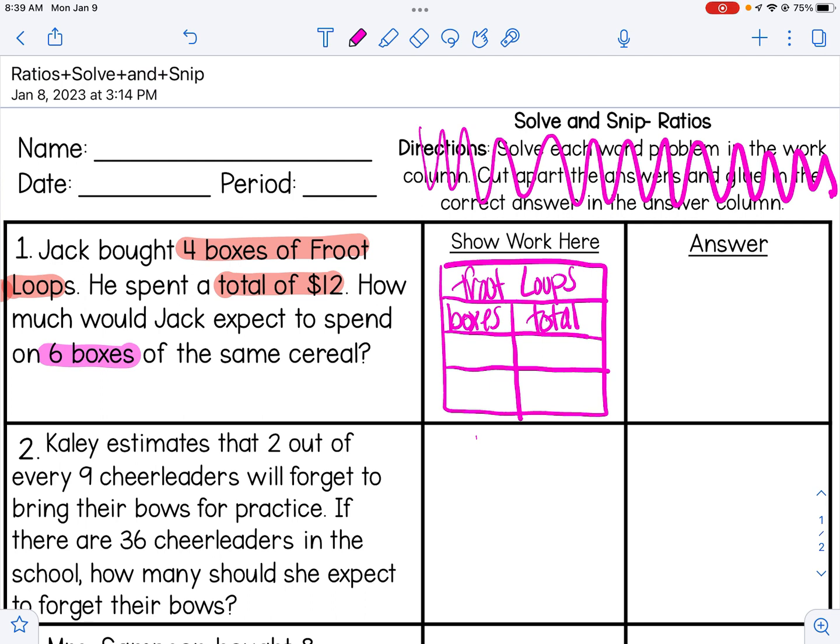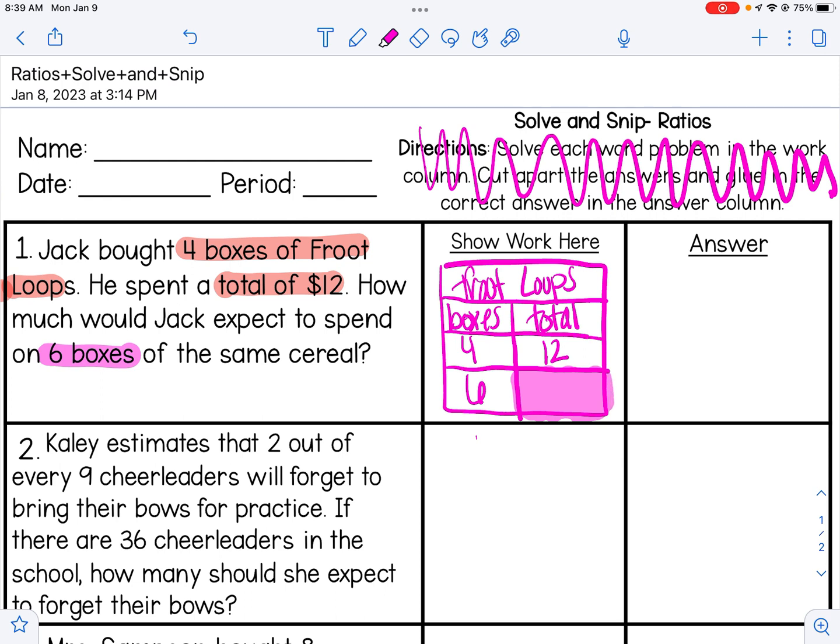Okay, so now I'm going to go back and read the problem to see what numbers I need to fill in. Jack bought 4 boxes of Fruit Loops. He spent a total of $12. How much would Jack expect to spend on 6 boxes of the same cereal? Okay, so we're trying to figure out what needs to go here. How much does 6 boxes of cereal cost?